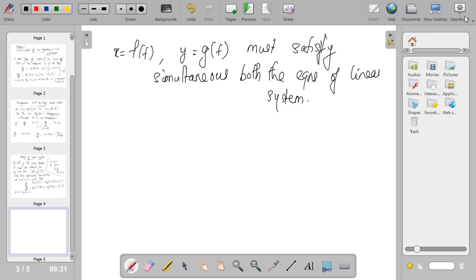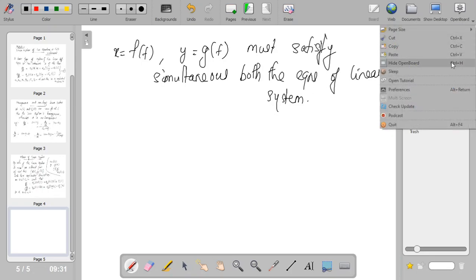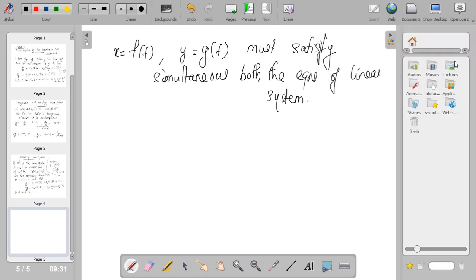So with that we will conclude for today's class. In the next class we will look at a few more definitions.